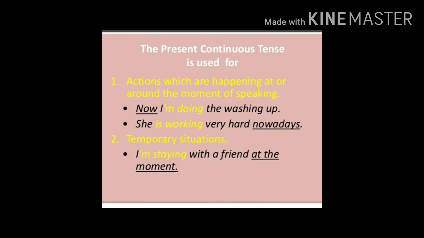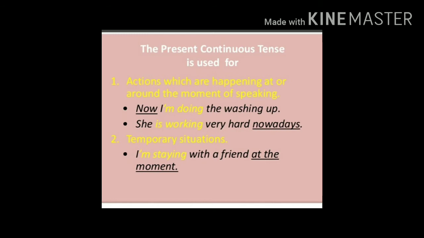Let's see the usage of present continuous tense. It is used for an action which is happening at or around the time of speaking. For example, when we use this, we will be using adverbs like now, nowadays, etc. Now I am doing the washing up. Now the adverb is used there, but it is continuing there. She is working very hard nowadays. It is a continuous action nowadays.